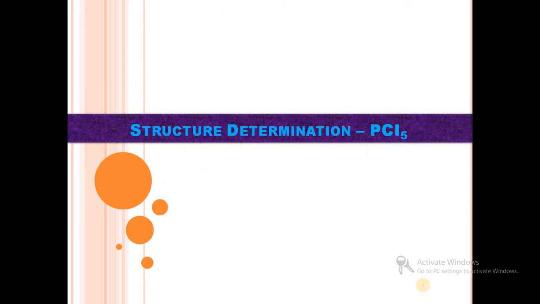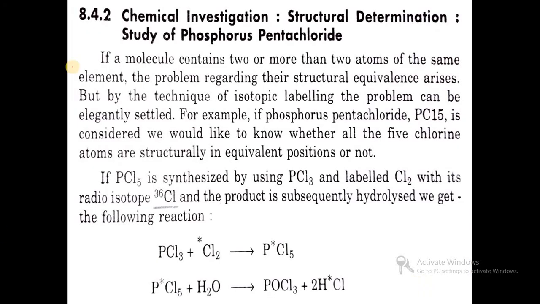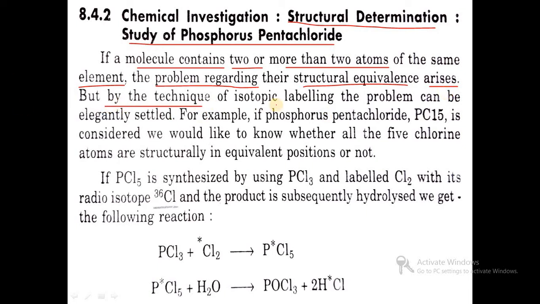Then the second application is structure determination in the case of phosphorus pentachloride. So chemical investigation with respect to structural determination, the study of phosphorus pentachloride. If a molecule contains two or more atoms of the same element, then the problem regarding their structural equivalence arises, that is, their arrangement. But by the technique of isotopic labeling, the problem can be solved.